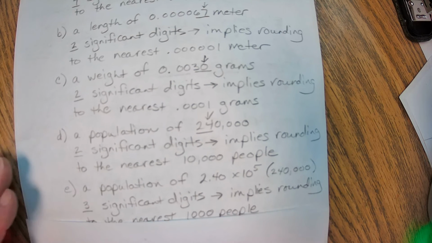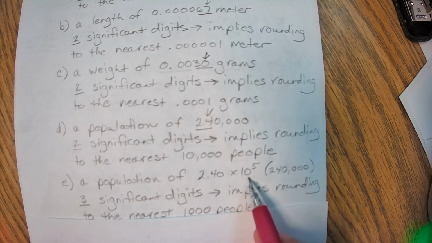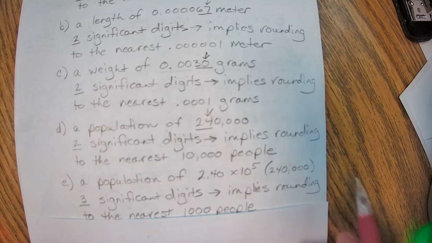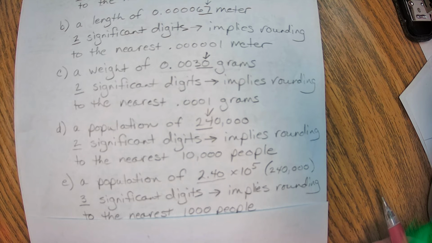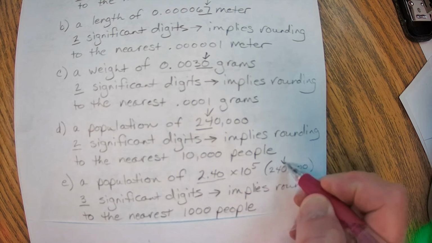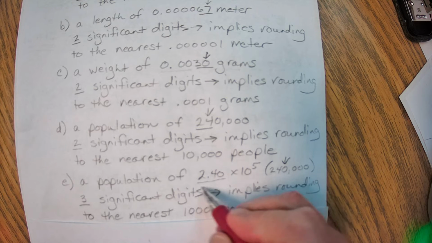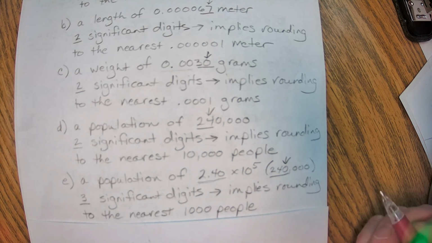A population of 2.40 times 10 to the 5th has 3 significant digits, and this one implies rounding to the nearest 1,000 people. 240, 3 significant digits.